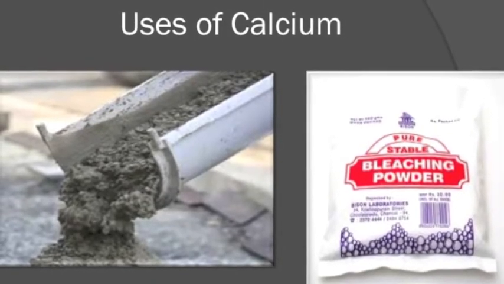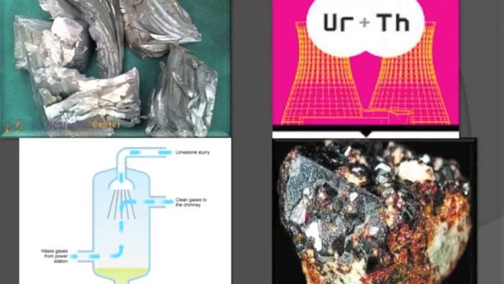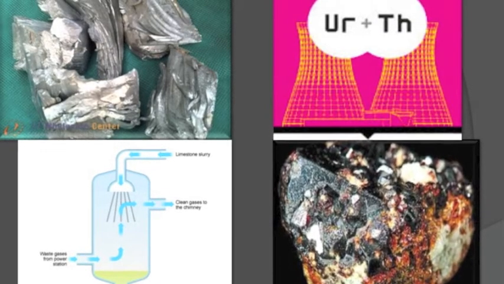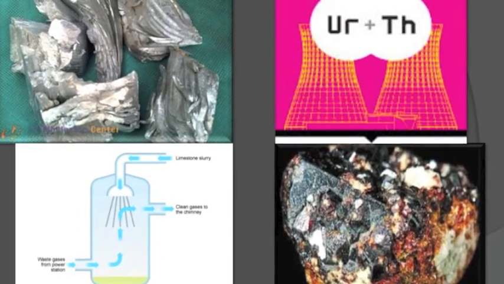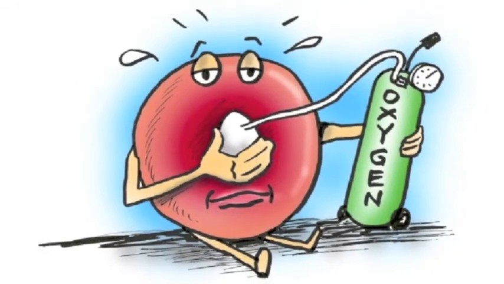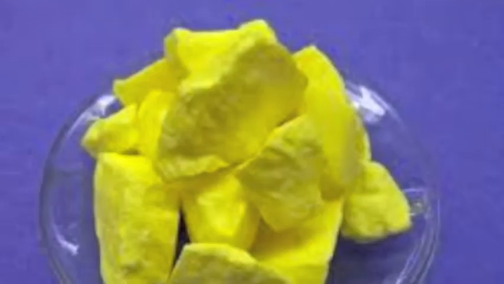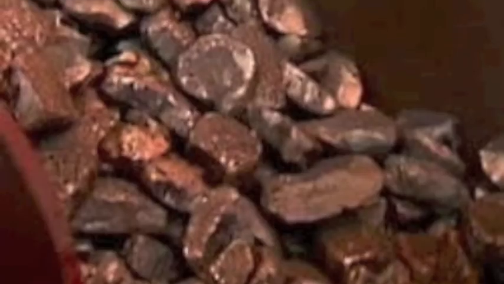Calcium forms alloys with aluminum, beryllium, copper, lead, and magnesium. It is used in the manufacture of other metals such as uranium and thorium. It is also used to remove oxygen, sulfur, and carbon from alloys.